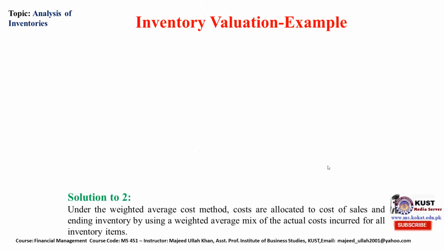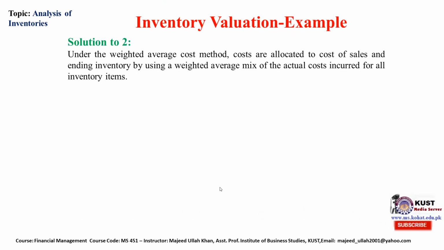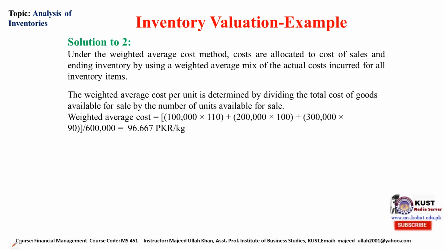Now moving further, under weighted average cost method, cost is allocated to the cost of sale and inventory by using weighted average cost of inventory, a mix of the actual cost incurred for all inventory. How we will do it? First we will calculate unit cost, average unit cost. So the average unit cost per unit is determined by dividing total cost of goods available for sale by the number of units available for sale.